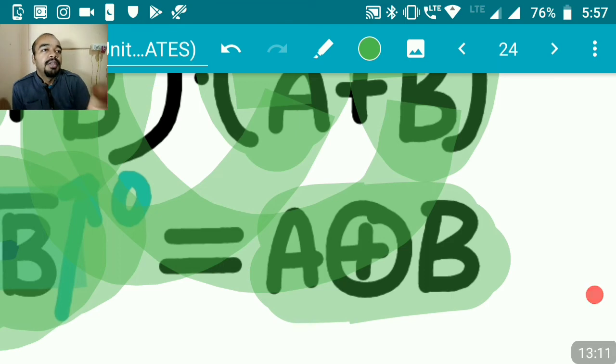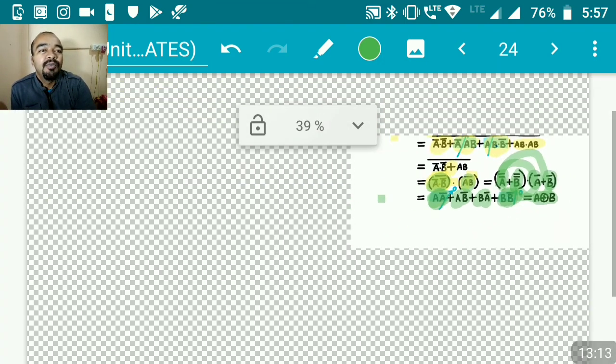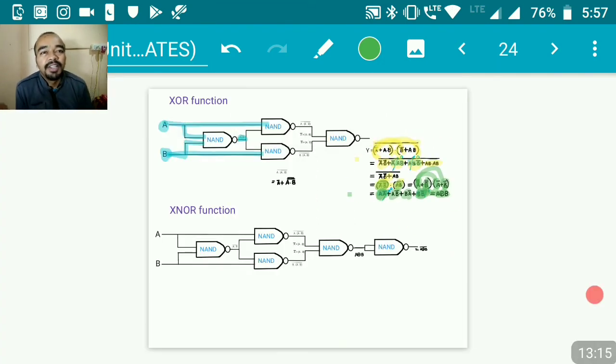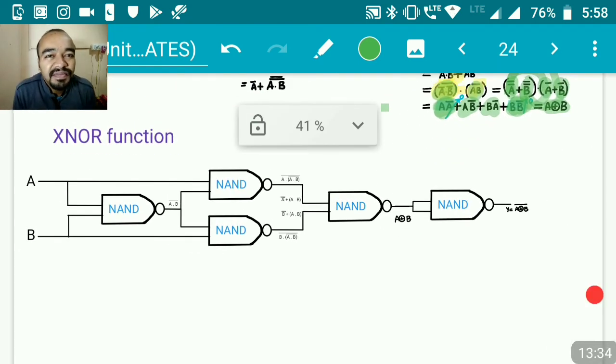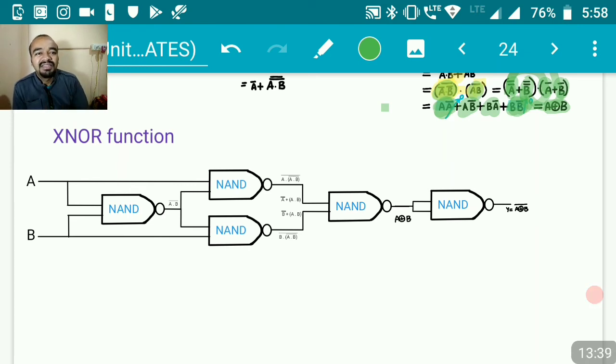Now let us go on to understand the realization of one more logic gate using NAND gates. This is very simple. Once we understand the XOR gate, it is not going to take a lot of time or a lot of logic diagrams. XNOR gate is nothing but a NOT gate on the XOR gate.